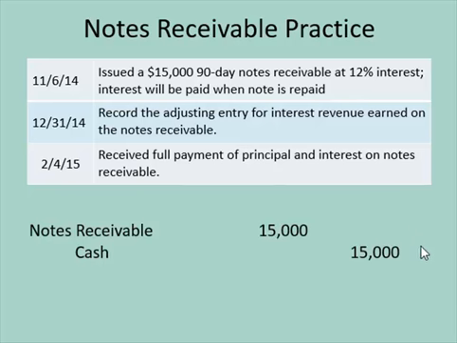So to start with, we need to record the debit to notes receivable and credit to cash for when the note is issued. And essentially what our company is doing is loaning money. So that's why we're crediting cash and debiting the asset account notes receivable.